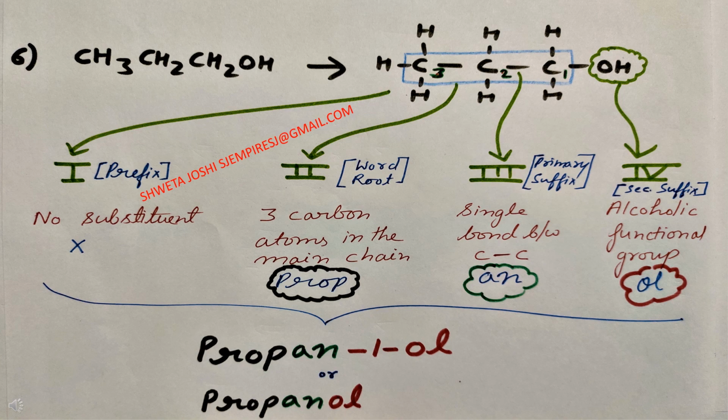Since there is presence of only single bond between carbon atoms, the primary suffix will be ane. And the functional group present in this case is the alcoholic functional group. That is why we are going to write down ol for that. So its IUPAC name will be propane 1-ol or propanol.